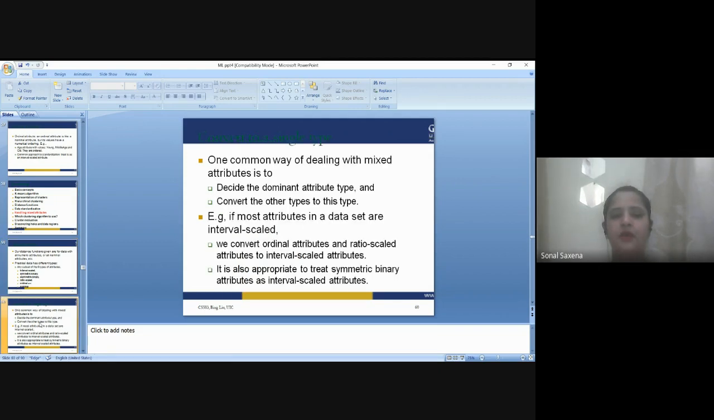One common way of dealing with such mixed attributes is to decide the dominant attribute type and convert the other types to that type. For example, if most attributes in the data set are interval scaled, we convert all the other attributes, like ordinal and ratio scaled, to interval scaled attributes. It is also appropriate to treat symmetric binary attributes as interval scaled attributes.